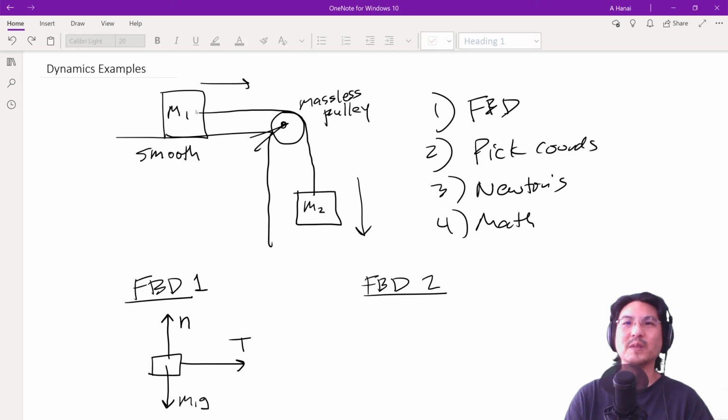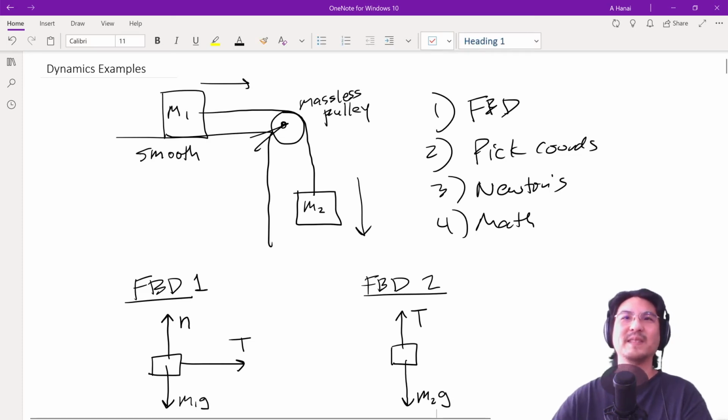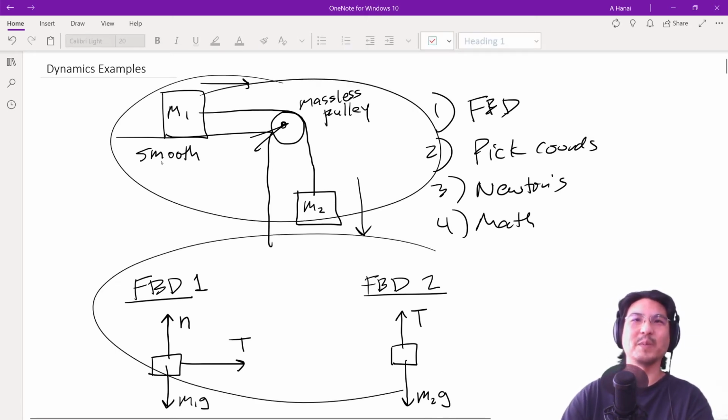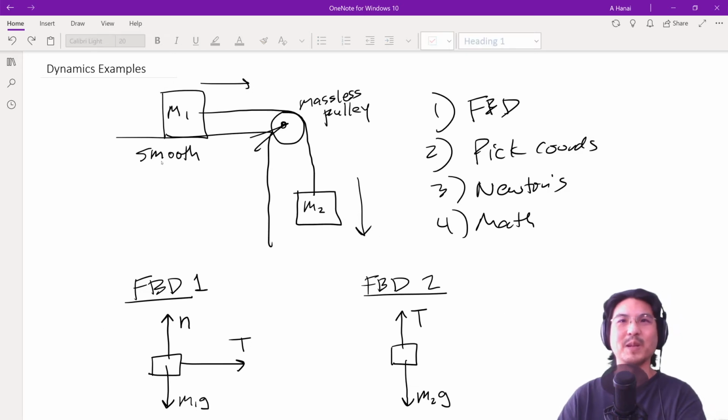Block 2, I'll draw it free of its surroundings. There's the rope with tension T. And again, for now, this is the same magnitude as this. Different direction, but same magnitude. Block 2 has weight as well, mg. And that's it. So we went from this to the free body diagrams, and there should be no variation among any of us. We should all have the exact same drawings.